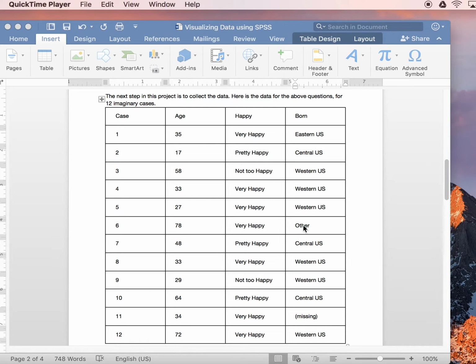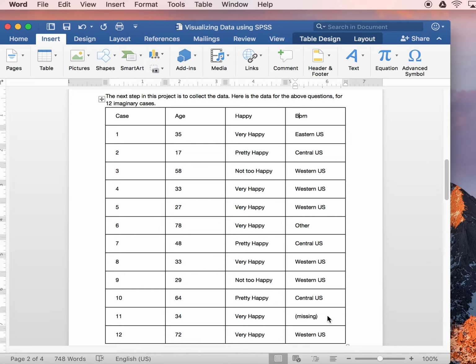And one of the things that I want to point out is that in this particular cell down here, for person number 11, under where were you born, it says missing. Now in SPSS, the missing really just is a dot once we put it into the data set, unless we code missing as something specific. So here are all of their answers, and we can just imagine that each row here is a person.